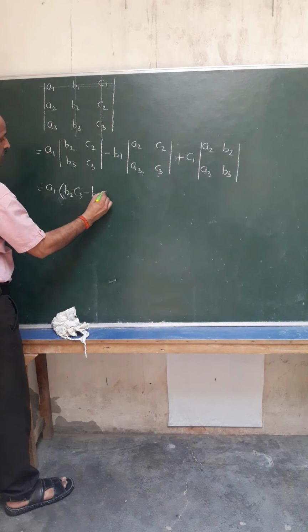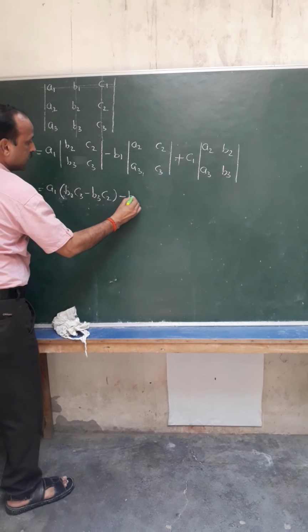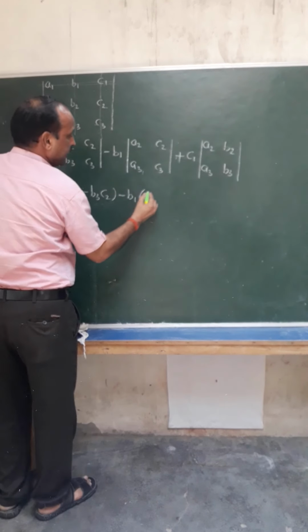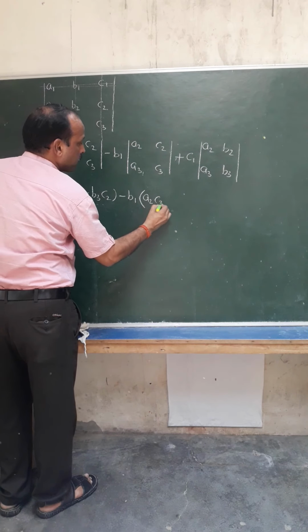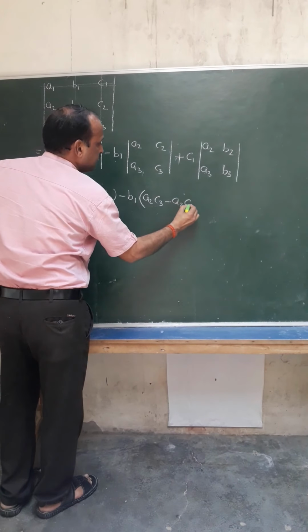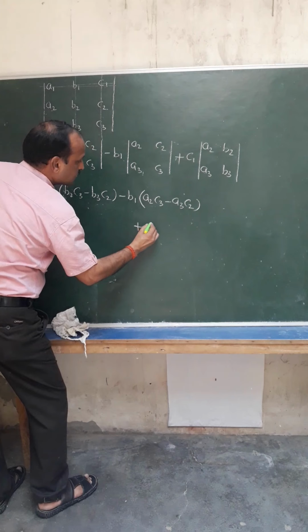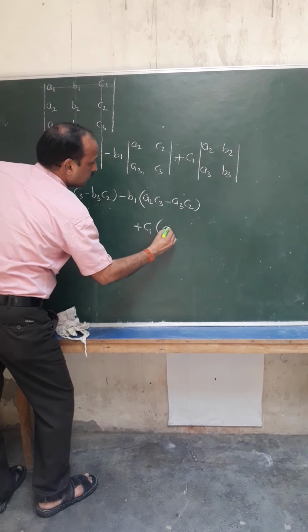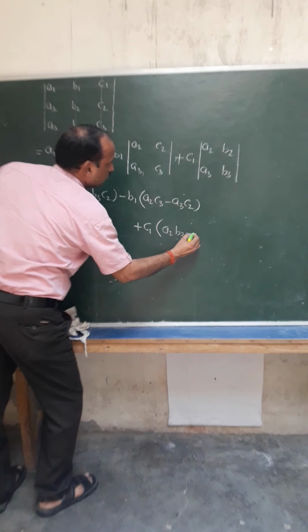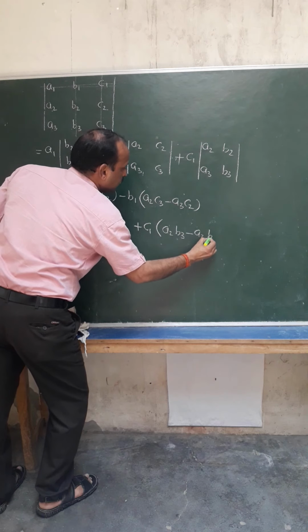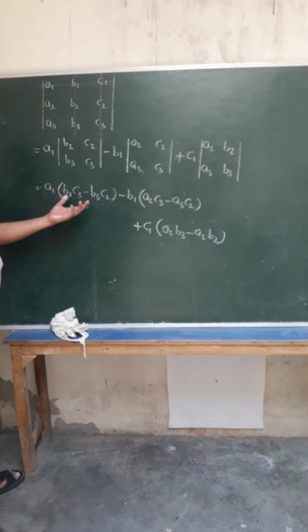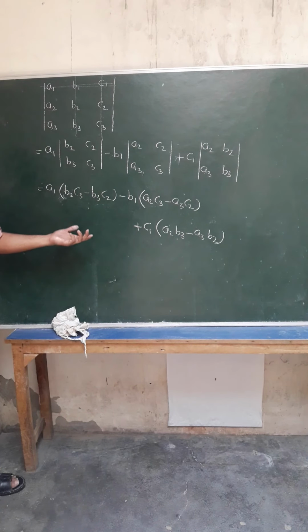minus B3 C2) minus B1 (A2 C3 minus A3 C2) plus C1 (A2 B3 minus A3 B2). On simplifying, we will get the value of this determinant.